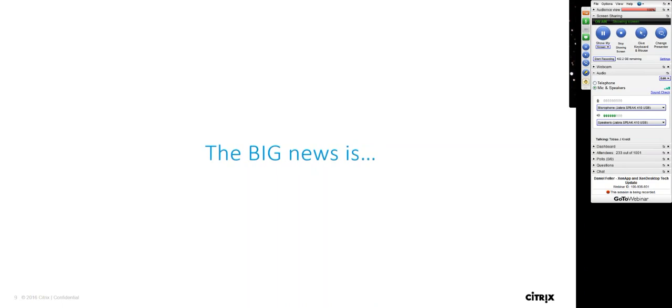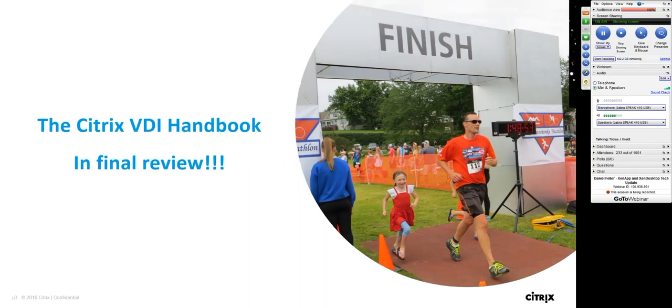So pay attention, because the big news is that the Citrix VDI handbook is in final review. This is going to be done in about a week or two, and we're going to be releasing it. I've gotten so much feedback from many of you asking, hey, when's the next update going to be to the handbook? Because it's been quite a few years since this thing's changed. So it is being worked on. It's in final review. It's all written. We're just getting feedback from the consultants about some of the new best practices in there. Then we'll be able to finalize this and get it published.